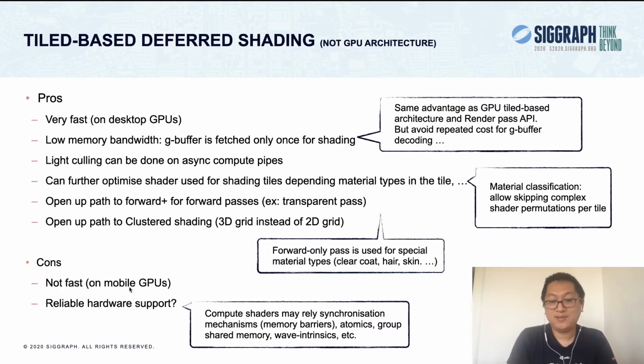The cons: it's not fast on mobile GPUs, and it uses compute shaders with quite advanced features, memory barriers, atomics, group shared memory, wave intrinsics, so it might not always be bug-free on some platforms.